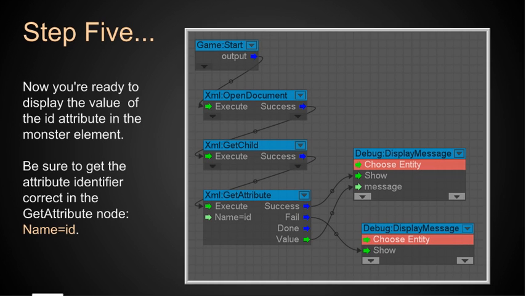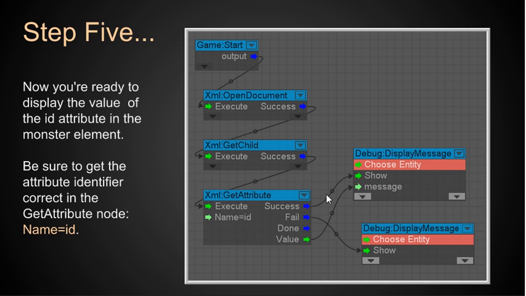Now step 5, you're now ready to display the value of the ID attribute in the monster element. And be sure to get the attribute identifier correct in the get attribute node. The attribute identifier was ID, lowercase. So I opened the document, I'm getting the child, and now I'm getting the attribute of that child, and the name of the attribute is ID.